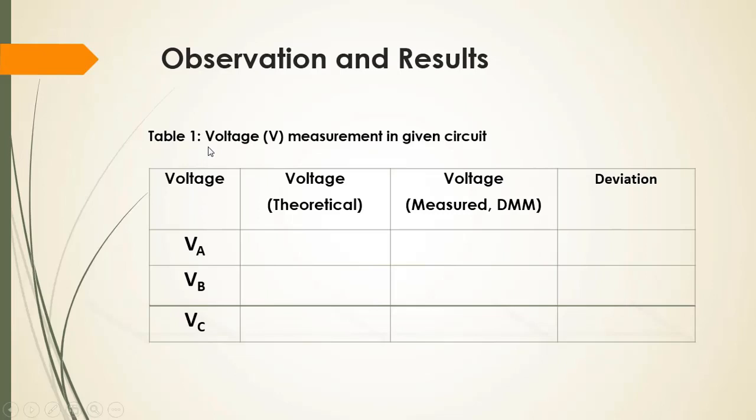As you can see, table number 1 represents the voltage measurement. Here you can see that we will find 3 voltages at 3 different points, point A, point B, and point C. First of all, we will calculate the theoretical values. After calculating the theoretical values, we will measure the voltages at these 3 points using the DMM, and after measuring the voltages, we will calculate the deviation between the theoretical and measured values.